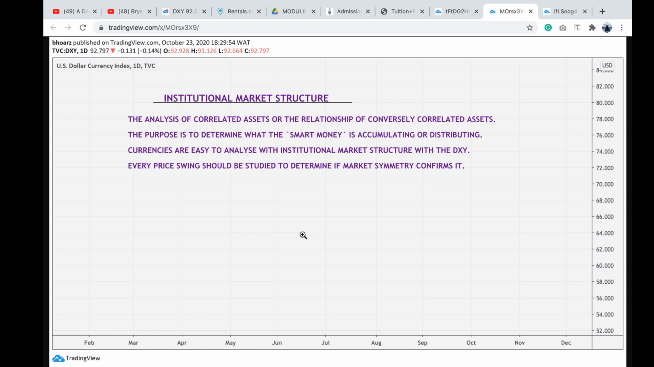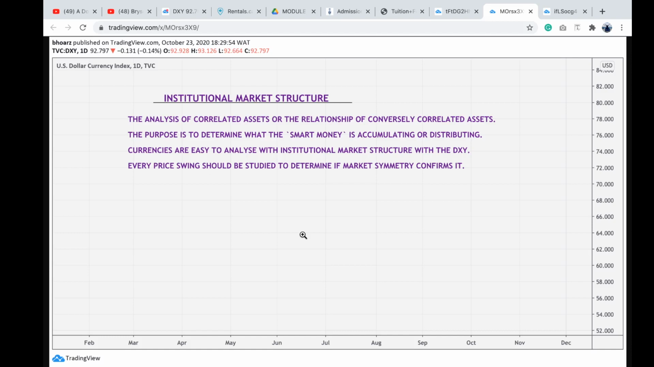So currencies are easy to analyze with institutional market structure with the DXY. Every price swing should be studied to determine if market symmetry confirms it. This lesson is going to be more of a price action study than theory. Okay, so we're going to revisit this, and hopefully when I'm done with the video, and I've communicated the concept to you, then you can go practice this on your own.